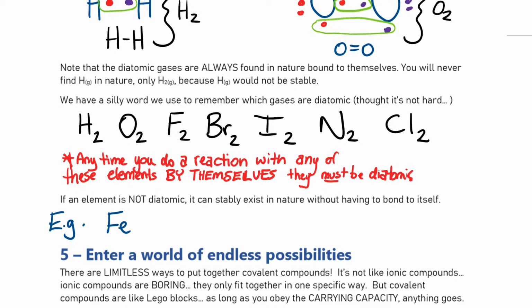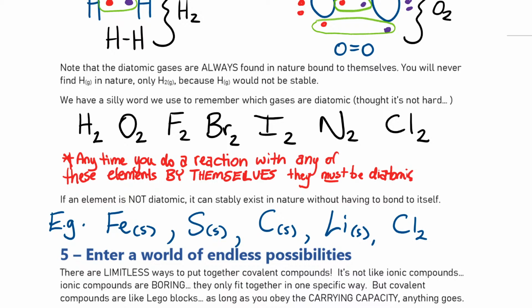If something reacts with iron, you would just say solid iron. You could say solid sulfur. You could say solid carbon. Solid lithium. Right? But if you said chlorine, you'd have to say Cl2. It's diatomic. It can't exist on its own. You'll get lots of practice with that, and I will give you a hard time, I promise.